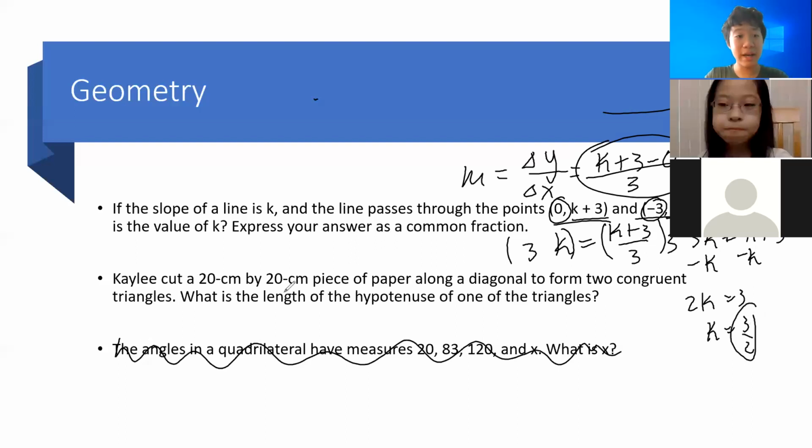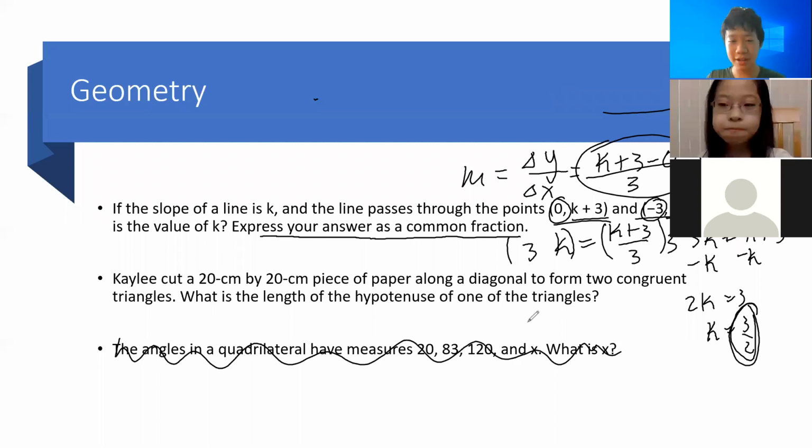And the problem asks for a common fraction. So we have to keep our answer as this value. They're not going to take any other value. They're not going to take 1.5. They're not going to take 1 1/2. If you give the wrong form of answer, then they're not going to count it. That's the bad part about MATHCOUNTS. They have to have your answer in the exact form they specify in the problem.